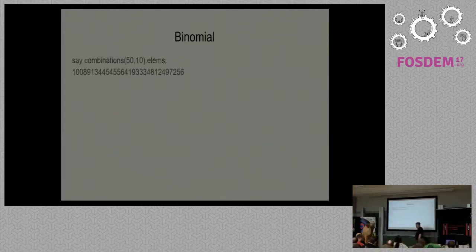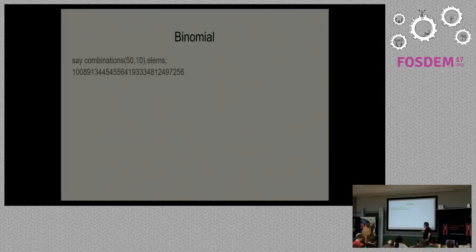So binomial is very common. We want to find the number of combinations taking 50 items, for instance, I want 50 items and I want to choose combinations of 10 of those. How many do I have? I add .elems and I get this humongous number. Well, I sure am glad I didn't iterate over that.